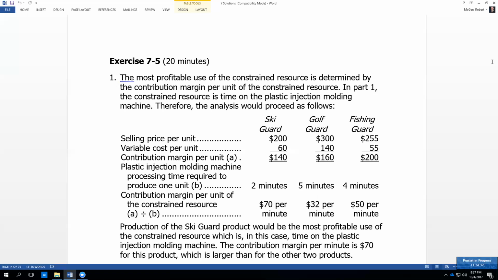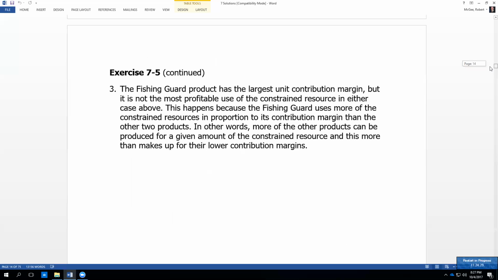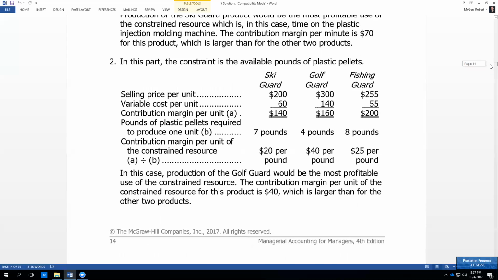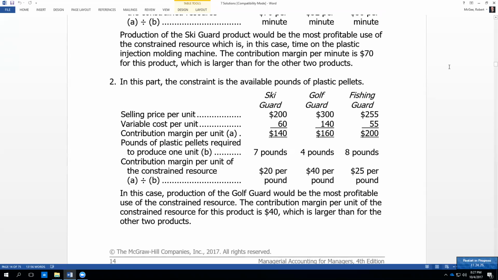So if you can't get enough pellets, just like before we couldn't get enough lumber, this time we can't get enough pellets. What color should those pellets be? Purple, right? Purple plastic pellets? Yeah, painted purple plastic pellets.